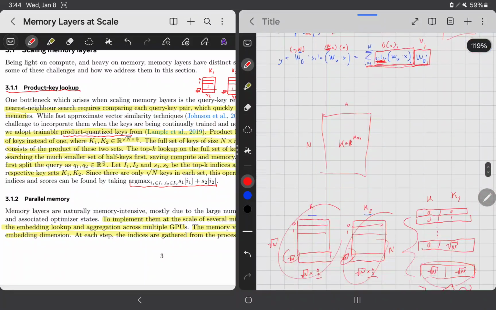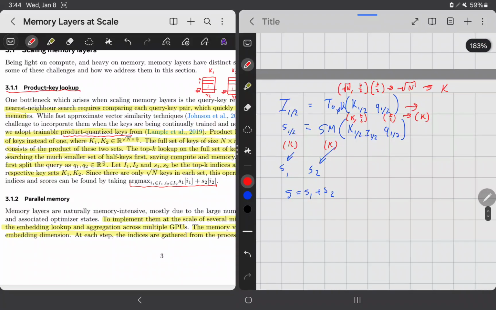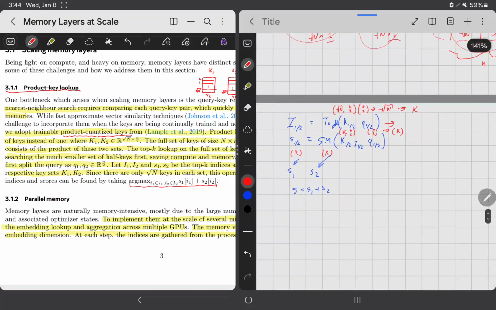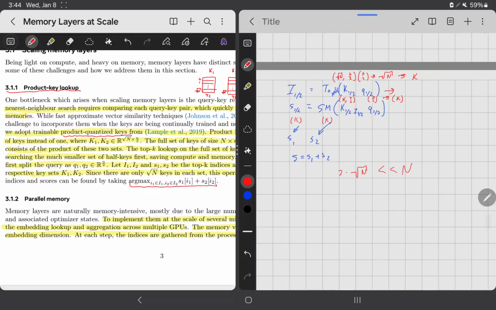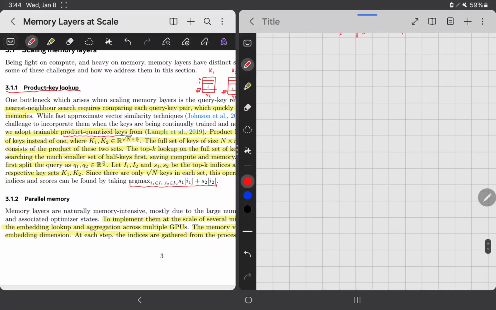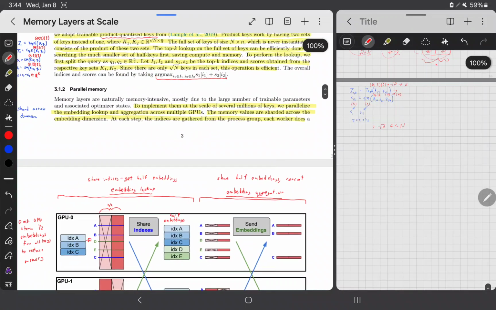The hard part in memory is computing these indices and getting the weights, because that requires full n computation, where n is the number of tokens you have. You have to compute it for every single one. This low rank version only does it for 2 times root n, which is much less than n. So yeah, there we go. Memory efficient computation.